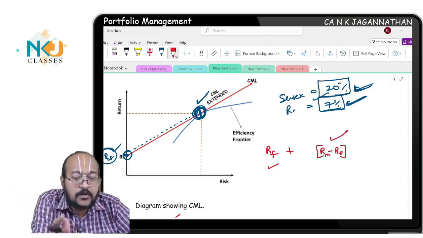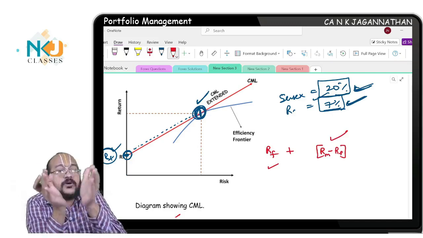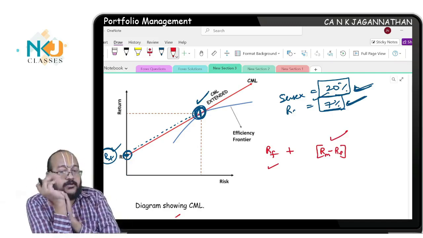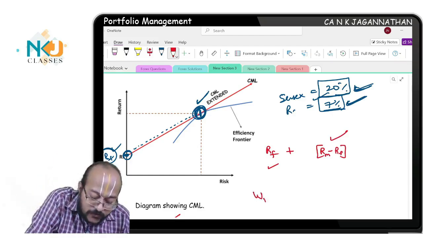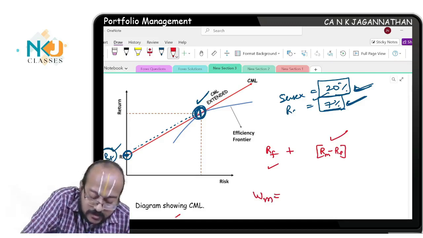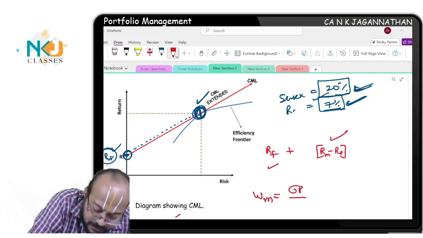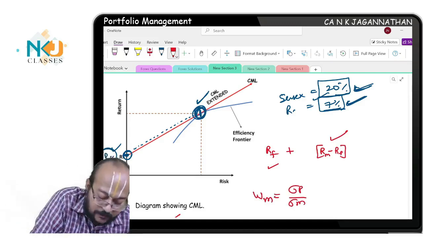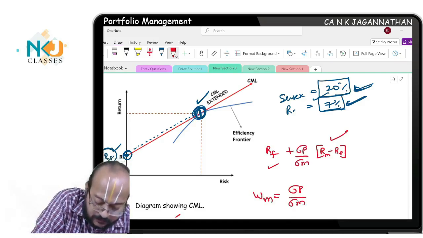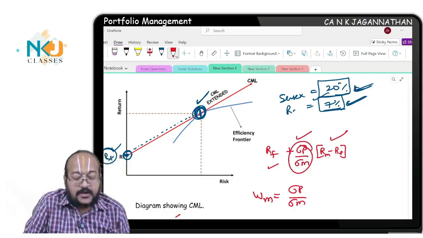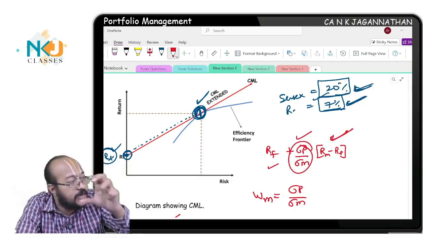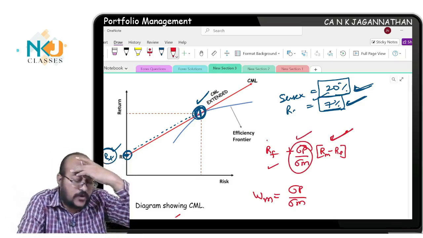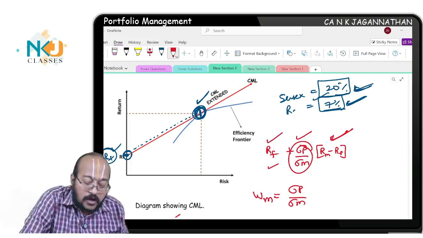But this premium you will only earn for that portion of the amount invested in the market. What is the proportion of the amount invested in the market? Weight of M. Agreed? This weight of M is nothing but sigma P by sigma M. You will replace it like this. Sigma P by sigma M is nothing but the weight of the market. You will require the premium only for the amount invested in the market portfolio, not for RF. Correct? That is how the capital market line comes.